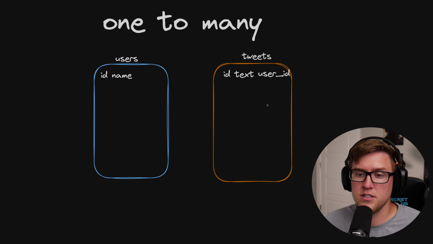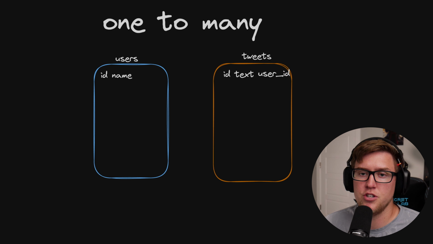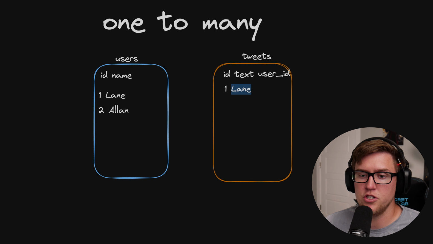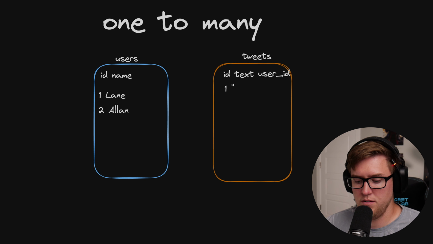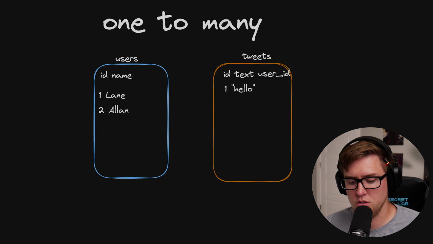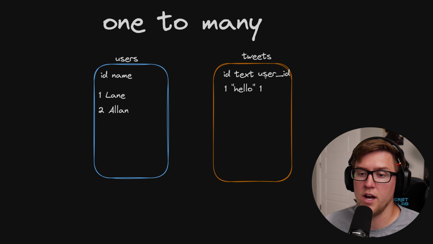If you think about it, it starts to make sense, right? In fact, let's just jump right into some examples. Let's say that we have a user number 1, name Lane, and user number 2, ID 2, name Alan. And then a new tweet is created. ID 1 says hello. And let's say Lane tweeted it. So it will be user ID 1, right? It references Lane over here in the users table.